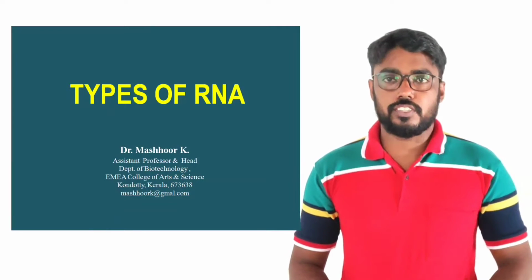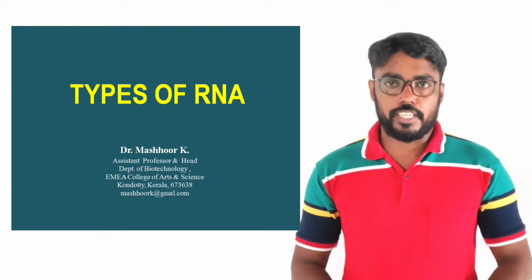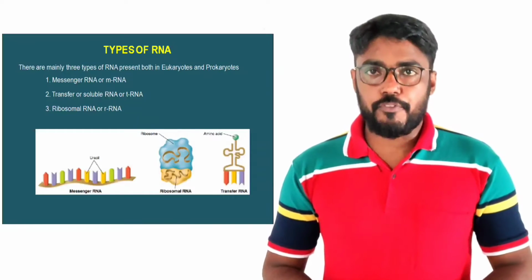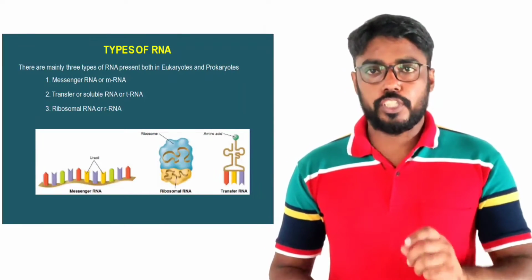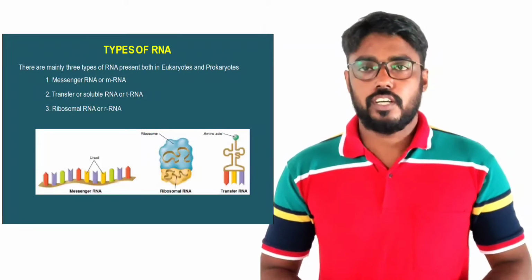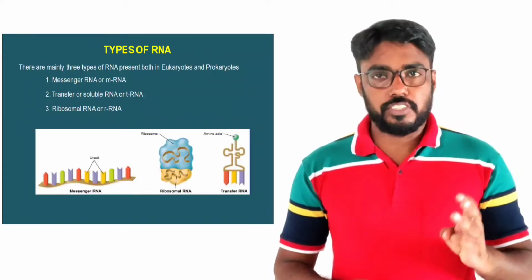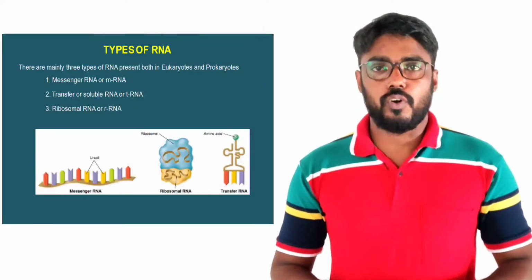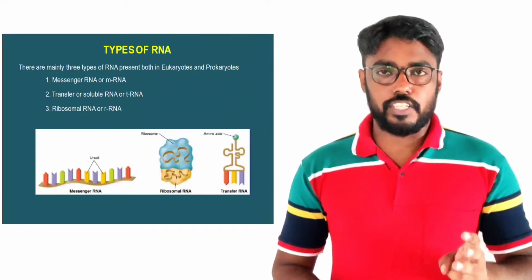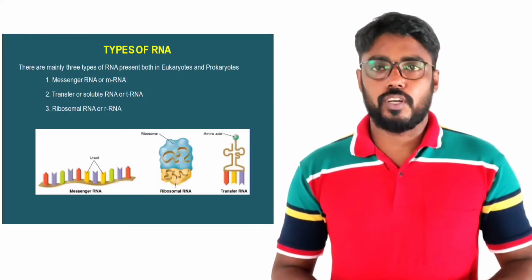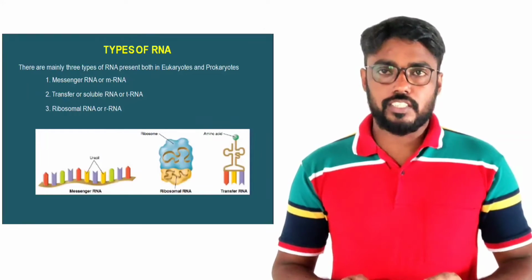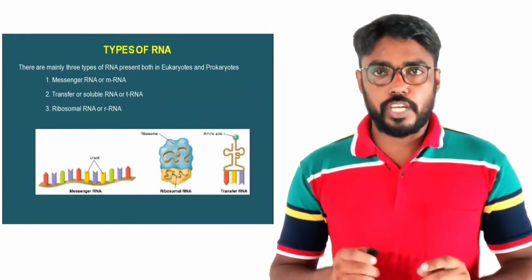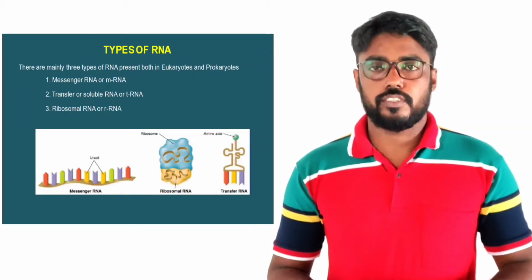Today I would like to discuss different types of RNA. Mainly, three types of RNA are present in both eukaryotes and prokaryotes. The first one is messenger RNA or mRNA, the second one is tRNA or transfer RNA, and the third one is ribosomal RNA or rRNA. These are the three types of RNA present in both eukaryotes and prokaryotes.